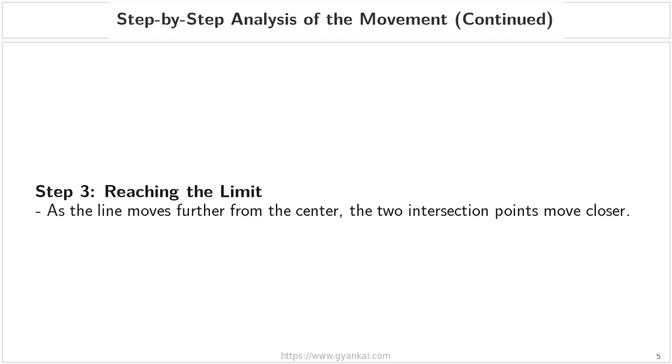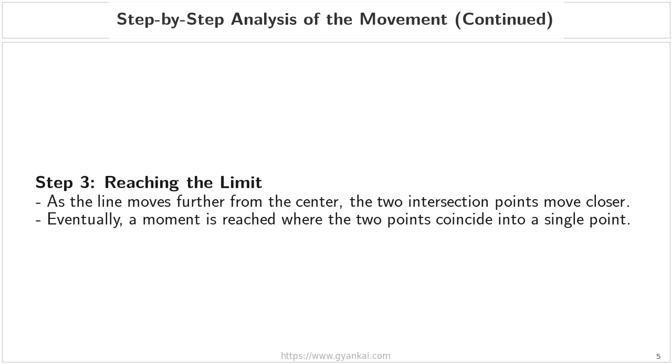Now, let's move on to Step 3, where we look at what happens when we reach the limit. Remember, in the previous step, we saw that as we shifted the line away from the center, the chord was getting shorter. As we continue this movement further and further from the center, you'll notice that those two intersection points, P and Q, are actually moving closer and closer together.